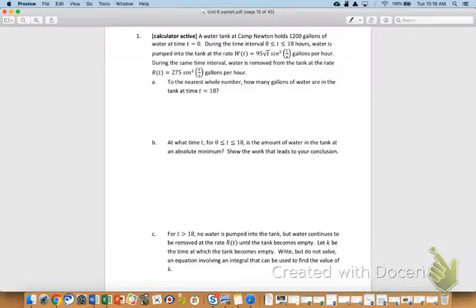It says, a water tank at Camp Newton holds 1,200 gallons of water when t equals 0. During the time interval 0 to 18 hours, water is pumped into the tank at a rate of W of t gallons per hour. During that same time interval, water is removed from the tank at the rate of R of t gallons per hour.